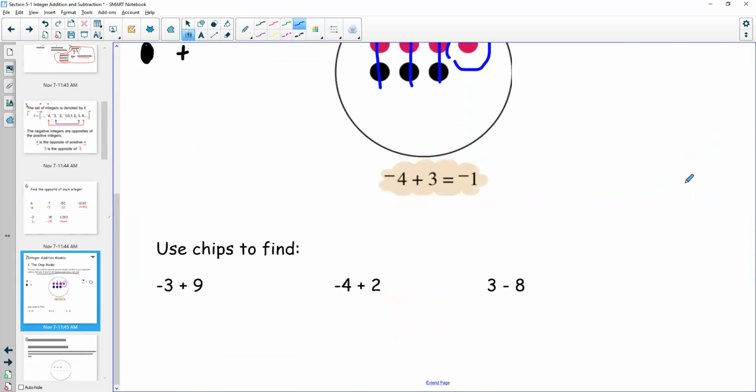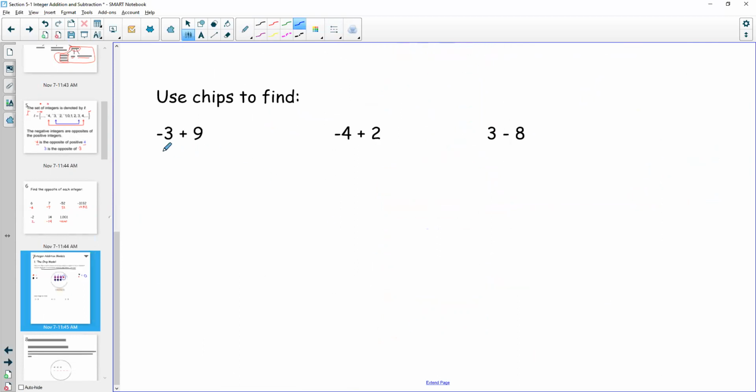So draw some chips and use them to find the answers to these questions. -3 plus 9, -4 plus 2, 3 minus 8. Think about how you would represent this. It's not about knowing the answer. I'm sure you know the answer. It is about how to draw it as a picture, okay? So take a minute and do that.